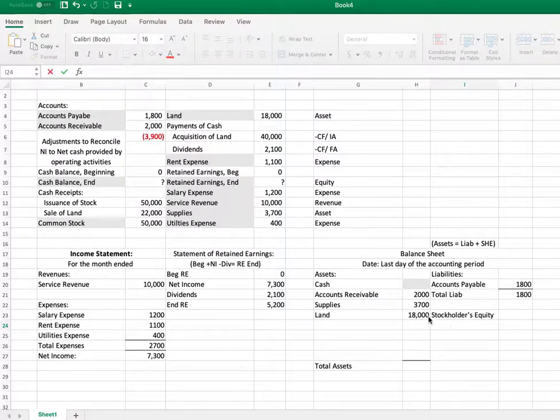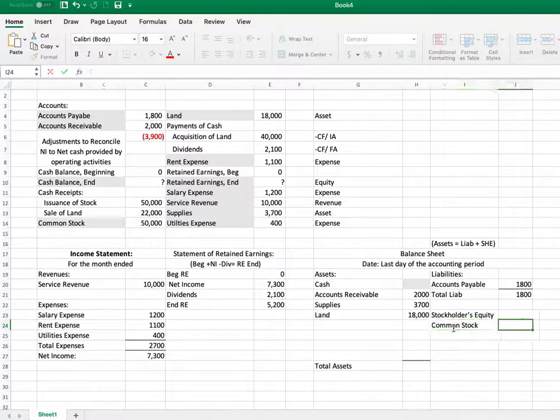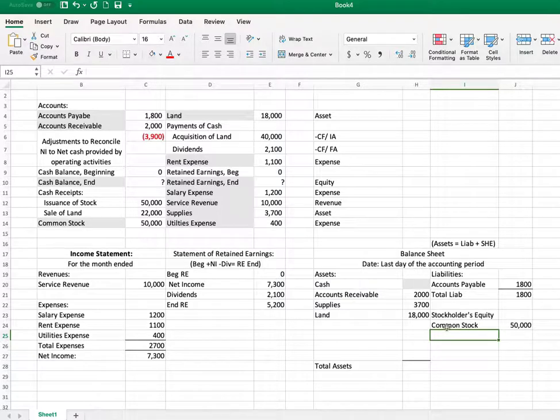Total liabilities are $1,800. There's only one liability, so we would total that up. Then we're going to fill out the stockholders' equity section of the balance sheet. So the first component of stockholders' equity is actually called paid in capital, and that is represented by common stock. And that's how much money the stockholders have paid into your company. And for this company, common stock has a balance of $50,000.